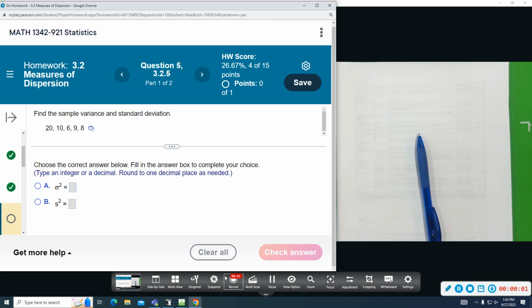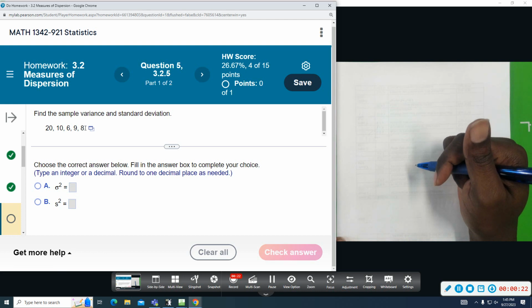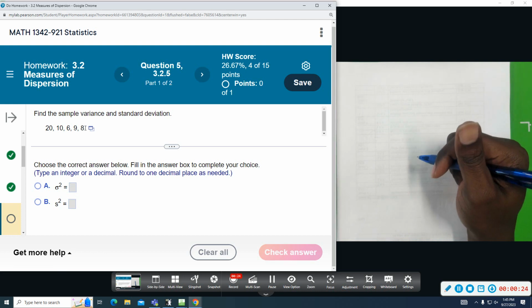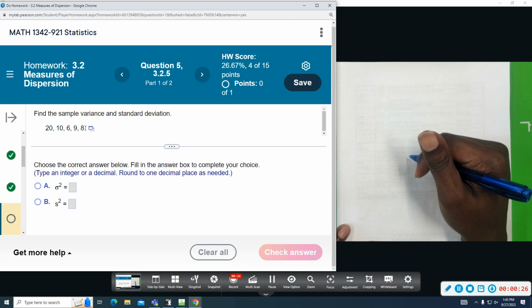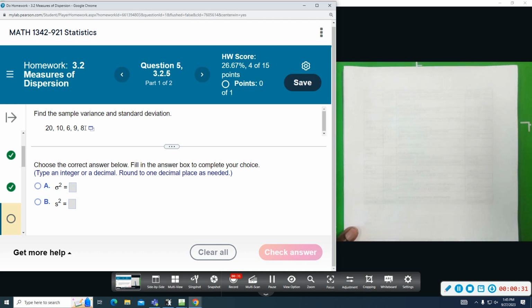All right, so number 5, it has two parts. We got some sample data, and they want us to find the sample variance and the standard deviation. I'm going to do it by hand once, and then I'm going to show you with the calculator. We're going to use technology from now on just to speed it up, because it is very time consuming, and most of the time you're going to use technology.